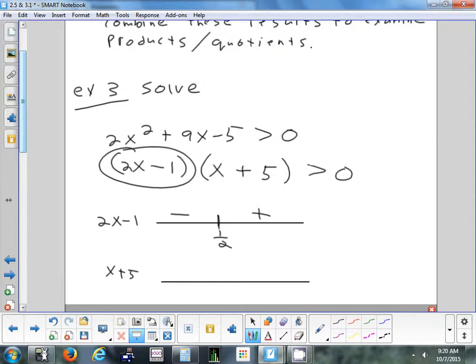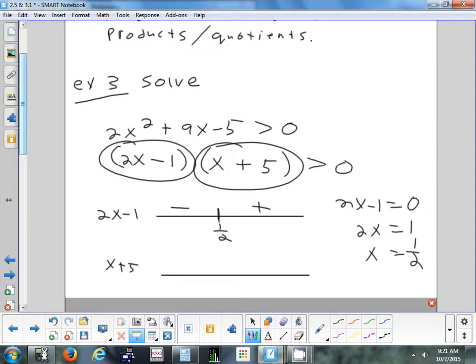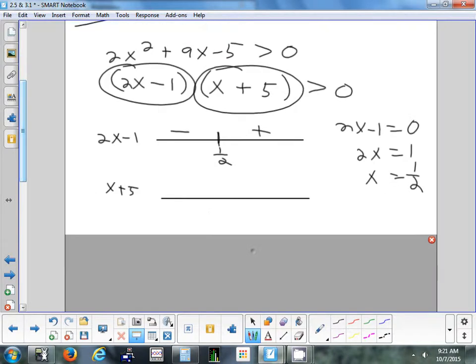Okay, let's do it for x plus 5. So how do we find the 0? One way you could do it is just take x plus 5, set it equal to 0, and solve it that way. Most of the time, they're going to be simple enough we can do it in our head. What value for x would make that 0? Negative 5. Okay, so I'm just going to mark that. If I plug in numbers smaller than negative 5, what would my answer be here? It would be negative. What if I plug in numbers bigger than negative 5? It would come out positive.